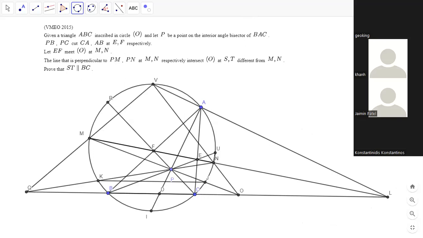Now we just need to find one more thing here. Is it obvious that Q and V are collinear? We really don't know that yet. I don't know if it's better to define it that way.